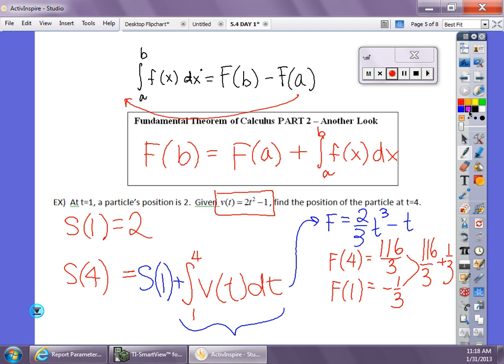We figured out that the particle started at a position of 2 and then gained 39 feet, miles, whatever unit this is going in. So the answer to the question then becomes, we're now at 41. Okay? You have to remember how to figure out what the integral means. It's huge. It is very, very important.